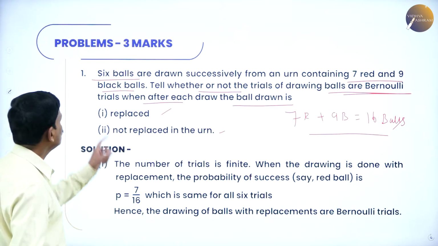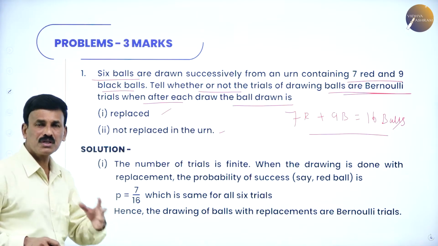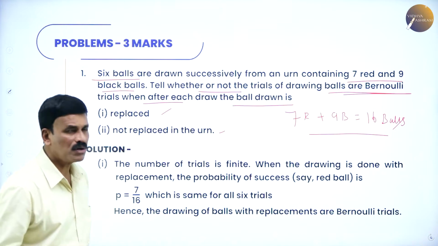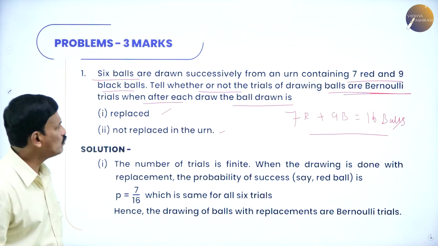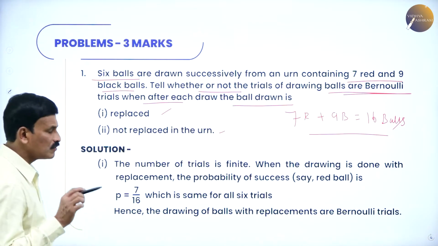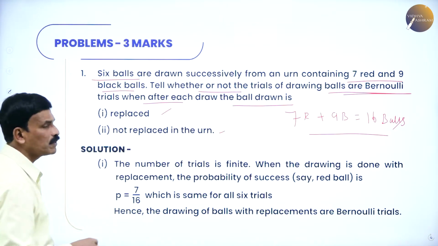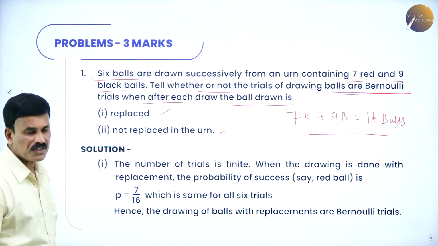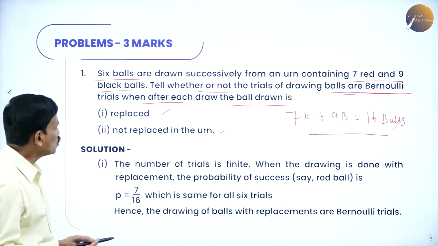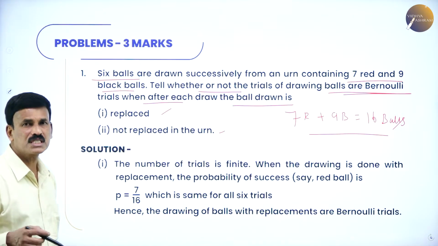Now, what is the problem given? Six balls are drawn successively from an urn which contains 9 black balls and 7 red balls, so totally 16 balls. We have to tell whether it is a Bernoulli's trial or not. The condition is that the drawn ball is replaced, and not replaced, in the urn. The first condition is with replacement, whether it is a Bernoulli's trial or not; then without replacement, whether it is a Bernoulli's trial or not.